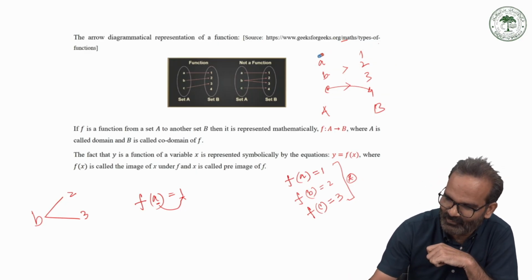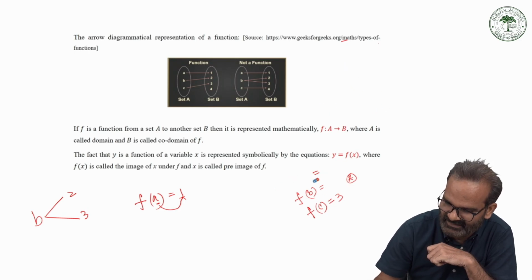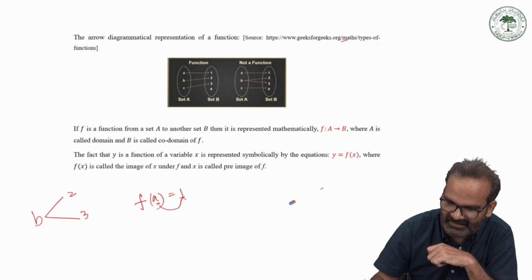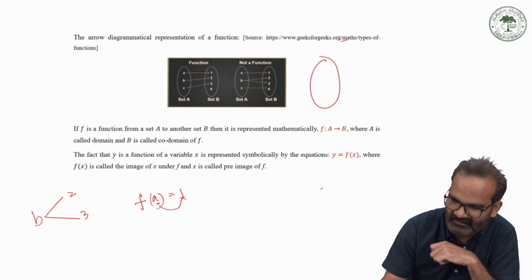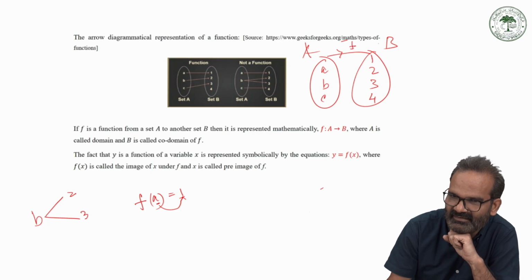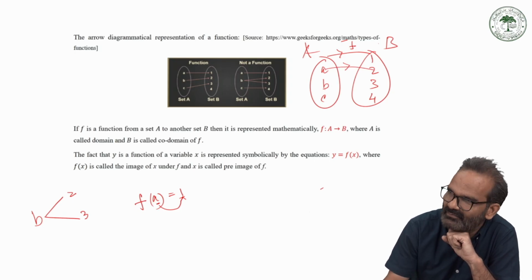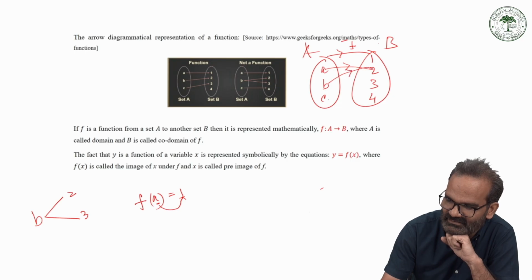Let us take one more example to understand it very clearly. If I use the same example, say this is your A and this is your B. Take the same thing: A, B, C, and 1, 2, 3 and 4. For example, this is your function f, right? So the image of A is 2. The image of B is also 2. And the image of C is also 2.